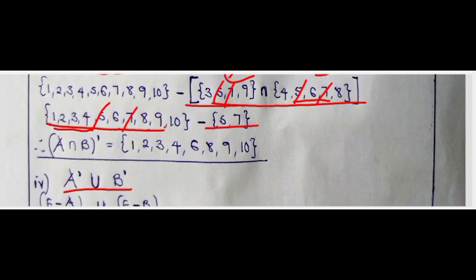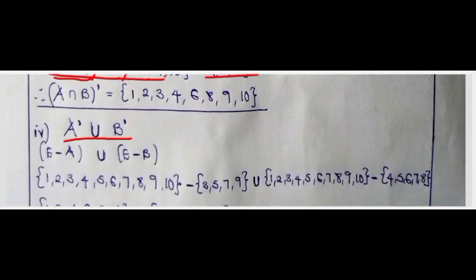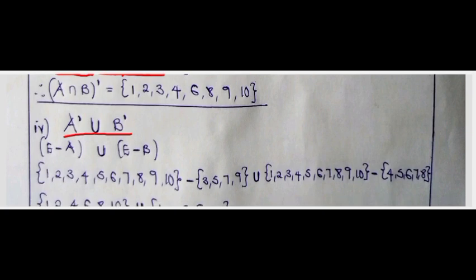So we'll move on to the next part of the question, which says A complement union B complement. Now what happens if we are given something like that? Well, it's quite simple. A complement simply means all the members that are outside A, so meaning it's the universal set minus A. And then this is my union. B complement simply means the universal set minus B, all the members that are outside B.